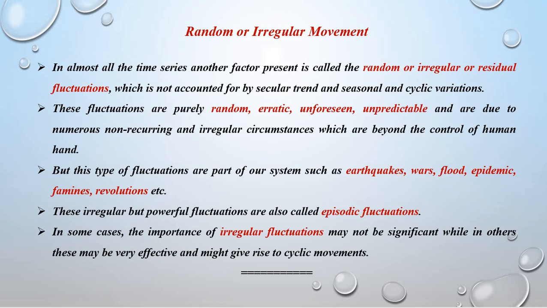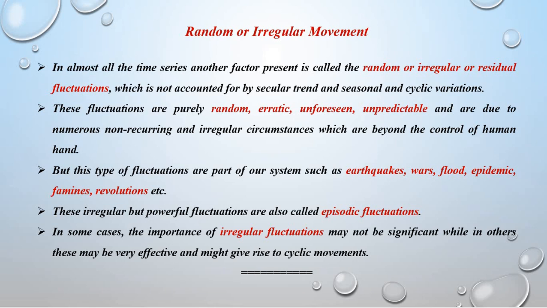The last component of the time series is random or irregular movement. In almost all time series, another factor present is called the random or irregular or residual fluctuations, which is not accounted for by secular trend and seasonal and cyclical variations. These fluctuations are purely random, erratic, unforeseen, and unpredictable, and are due to the numerous non-recurring and irregular circumstances which are beyond the control of the human hand.